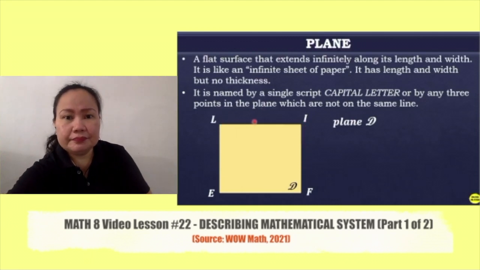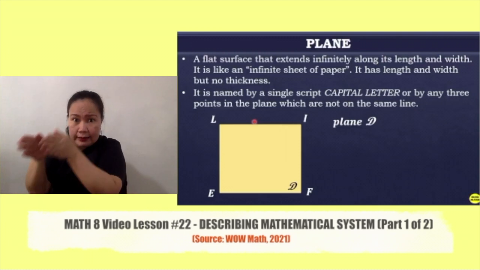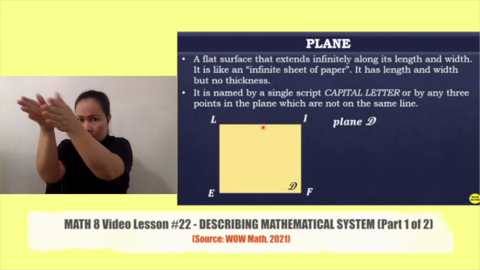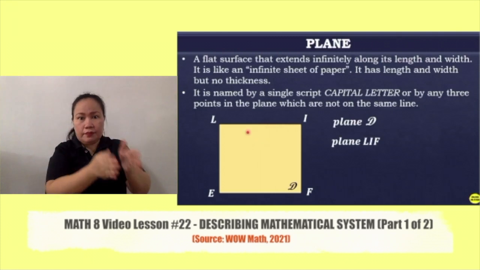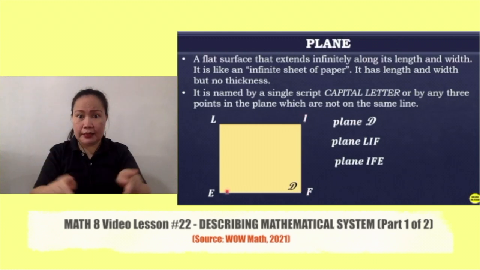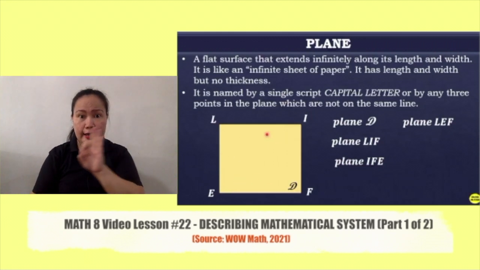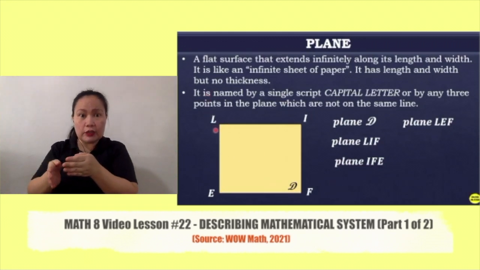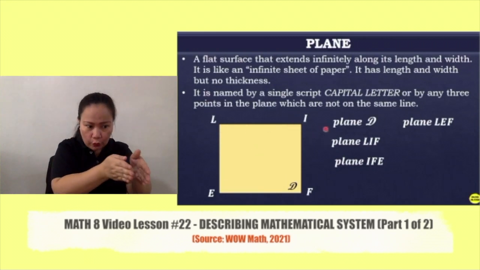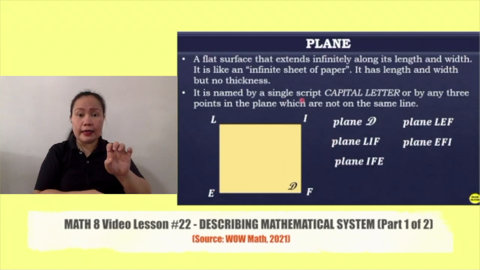So, halimbawa, basta as much as possible, name your plane ng magkakasunod yung points. Okay? Pwedeng counterclockwise, pwedeng clockwise, basta magkakasunod. Okay? So, itong plane na to, pwede mo rin siyang tawaging plane LIF. Pwede rin siyang plane IFE. Pwede rin plane LEF. So, pwedeng clockwise or counterclockwise. Basta magkakasunod. Okay? Huwag kang LIE. Okay? So, dapat magkakasunod po. Okay? And then another, pwede rin pong plane EFI.